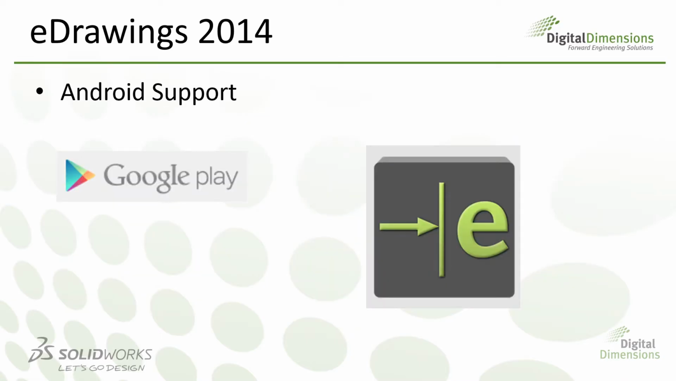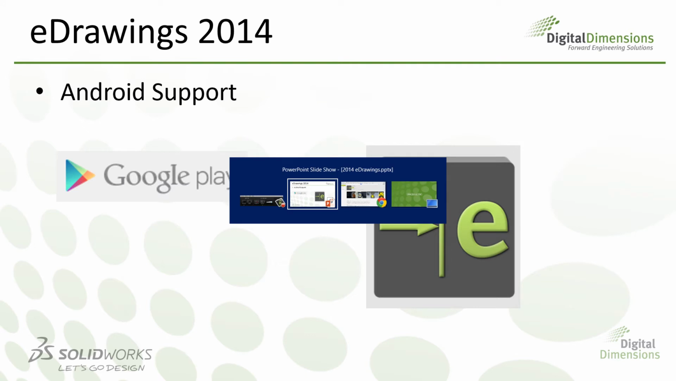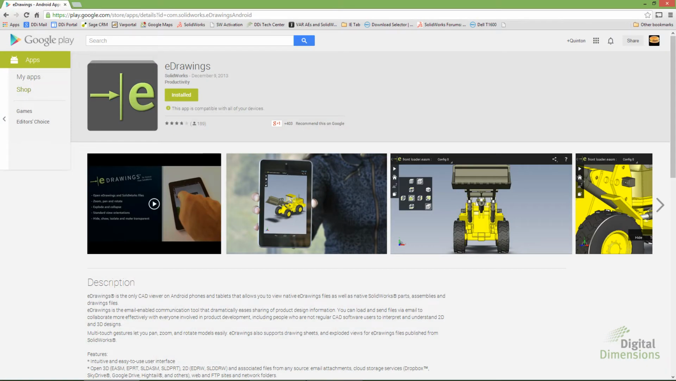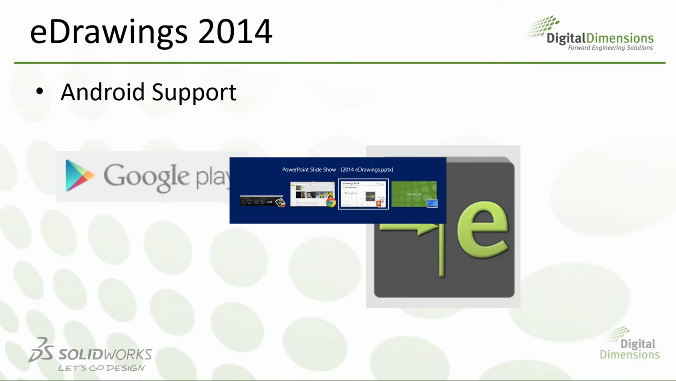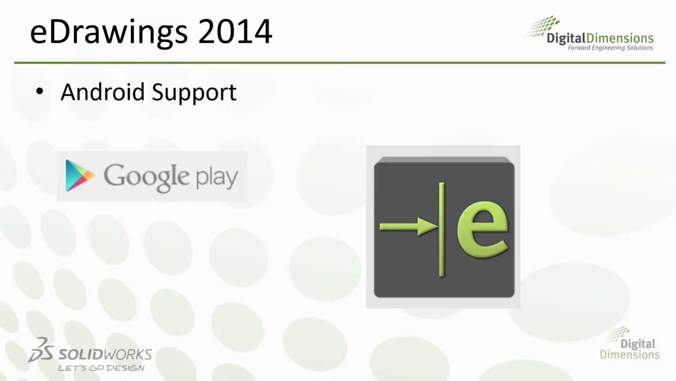The last enhancement I want to discuss for eDrawings is support for a native Android app. That is similar to the iPad app that's been available for some time now. The Google Play Store now has an eDrawings app. So you can go to the Play Store on your device and search for eDrawings and you'll find the app. It's a great little app for those on the go, on the shop floor, or while you travel, to be able to view SOLIDWORKS files from an email or native eDrawings files as well. So we now have support for Android devices in 2014 eDrawings.